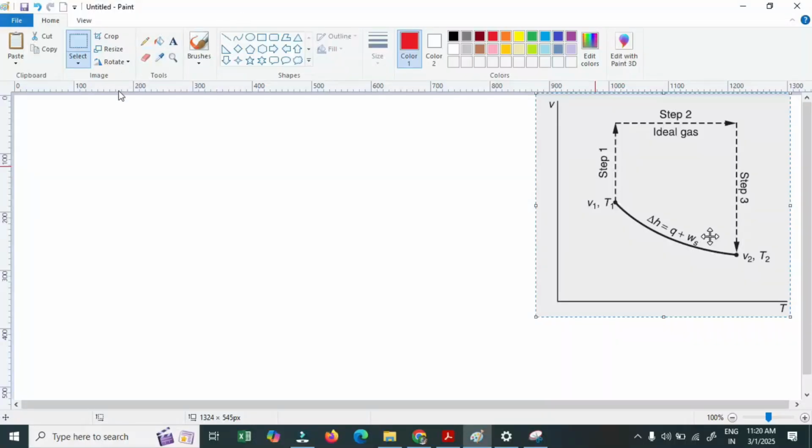So now we need to do step number 2. Step number 1 and step number 3 we have done, we have calculated the value. Now let me go for step number 2. And we know that step number 2 is an isochoric process where volume remains constant. So del H2 we have already taken from the previous step.